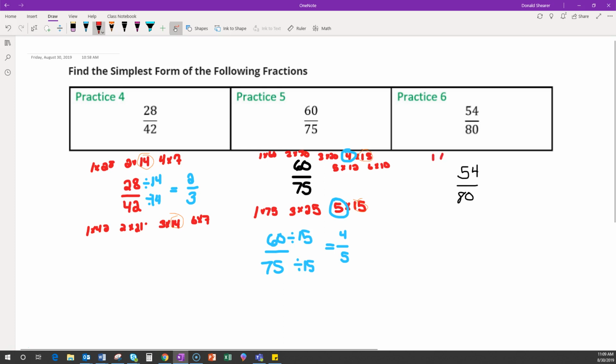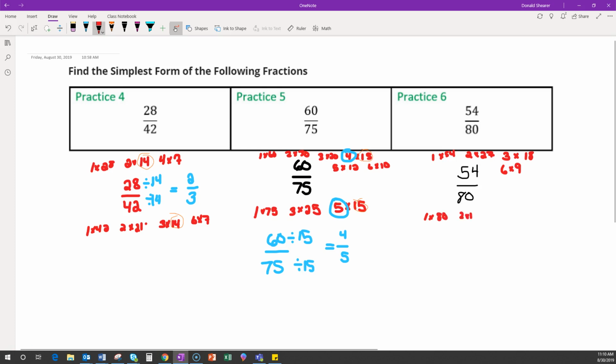So we would have 1 and 54. 2 times 27. 3 times 18. 4 is not a factor. 5 is not a factor. 6 times 9. And then 7 and 8 are not factors. So moving down to 80, we'd have 1 and 80.